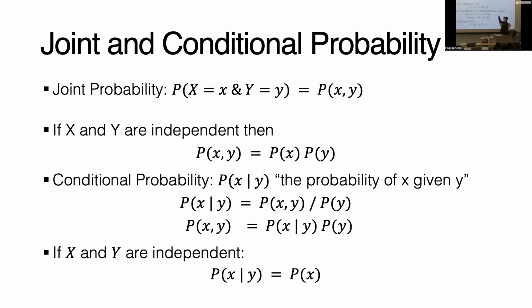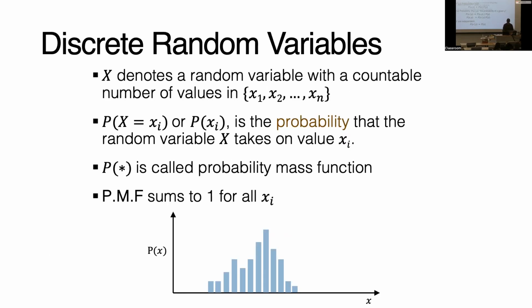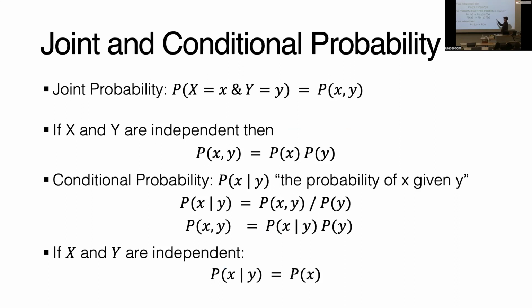From this, we need to talk about joint and conditional probability. Not only can we have a probability in one variable, we can have a probability over multiple variables. So the joint probability is the probability that X takes on some value x and Y takes on some value y, and we can write that as the probability of X comma Y. If X and Y are completely independent, then that joint probability is just going to be the product of the individual probabilities.